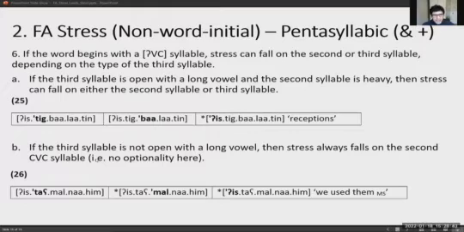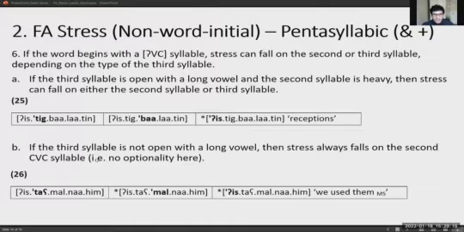The last case is when a word begins with a CVC syllable that has a glottal stop onset. In this case, stress can fall on either the second syllable or third syllable, depending on the shape of the third syllable. So if the third syllable is open with a long vowel and the second syllable is heavy, then stress falls on either the second syllable or the third syllable. An example of this is the word that you can see here, istiqbalatin, which can also be stressed as istiqbalatin, with stress on the second or the third syllable.